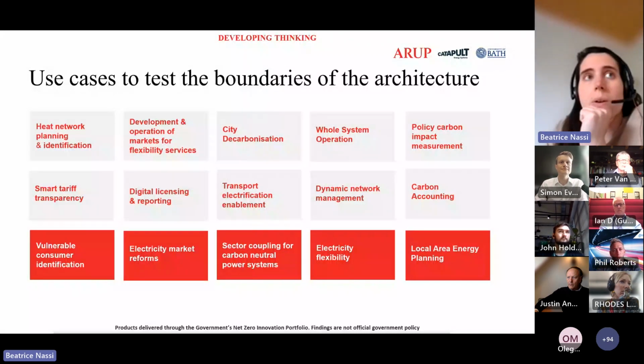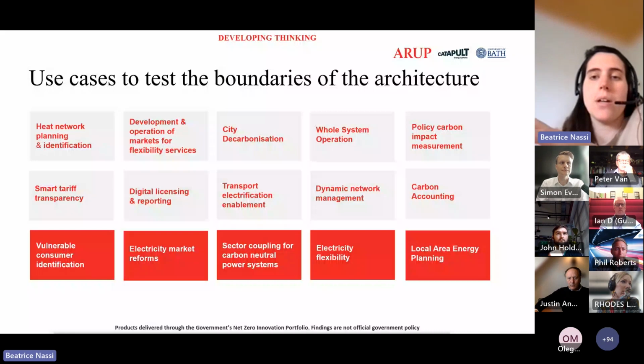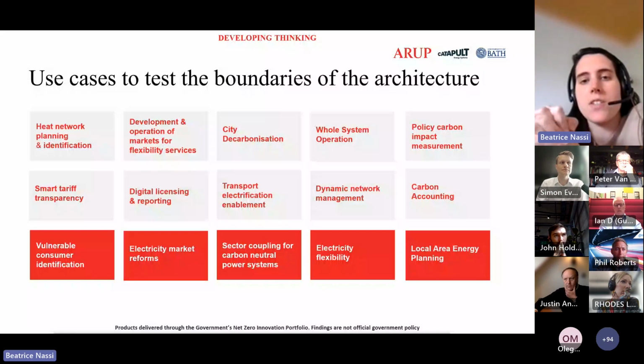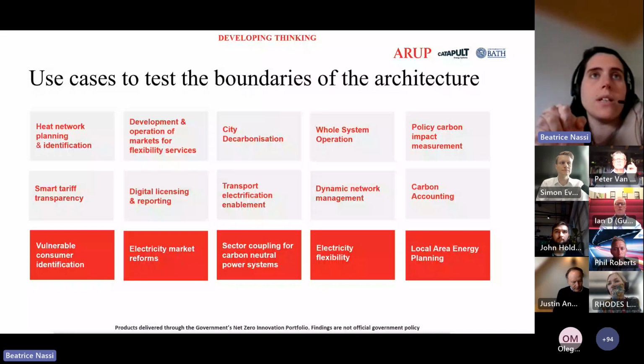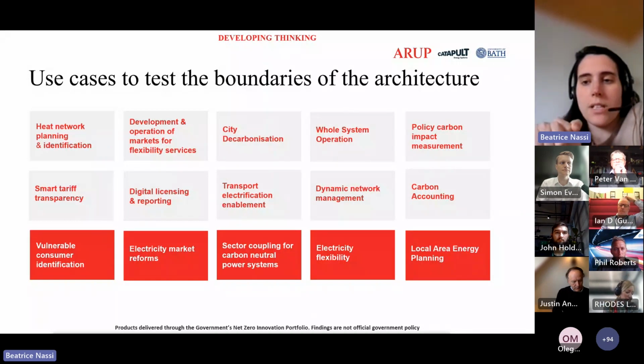The first one is around vulnerable consumer identification. In this use case, we are looking at how the spine can help bring together an up-to-date view of vulnerable consumers to help the energy sector understand the impact of policy actions and how we can support these consumers going forward. The next one is around the electricity market reform. How can the spine help the future electricity market reflect more accurately the cost and price of energy?